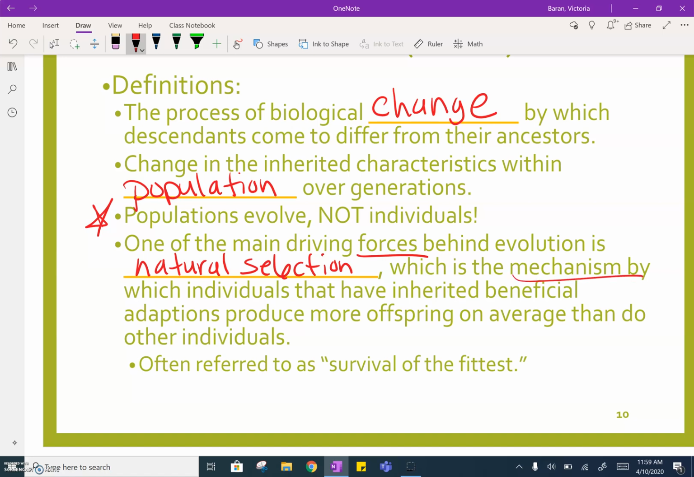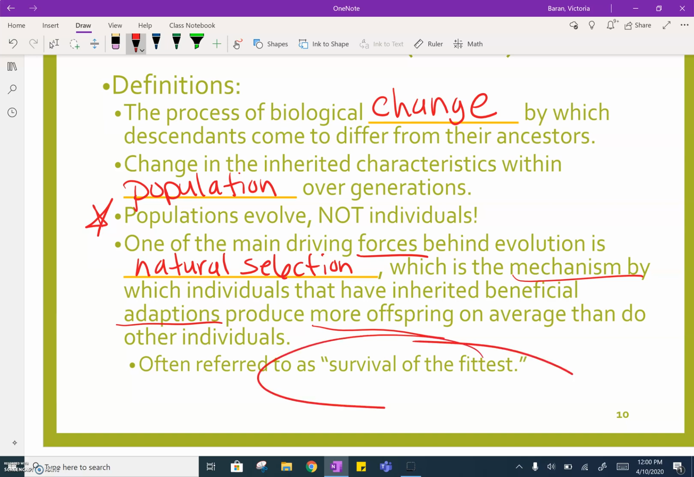But essentially, it is the mechanism or the process by which individuals that have inherited beneficial adaptations, meaning they have the best traits in order to survive in a particular environment, are one, going to survive, and two, going to have more offspring on average than other individuals who might struggle to survive or might not survive at all. And if they're the ones that are having offspring that are surviving, they are going to pass on those traits to their offspring. And over time, as those traits get passed on, we can see a change in the population.